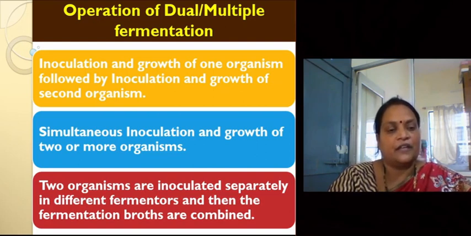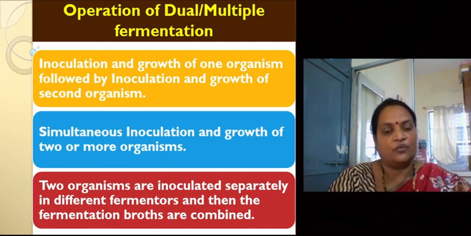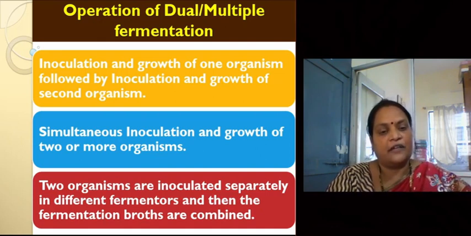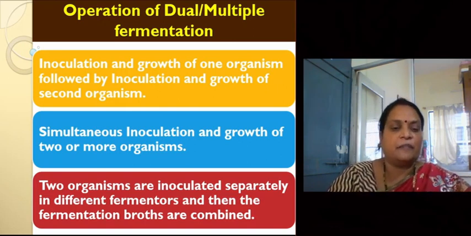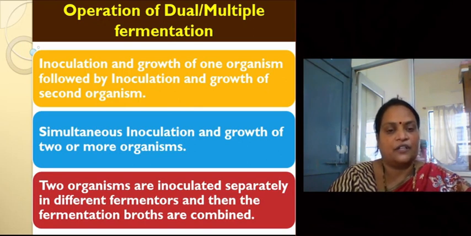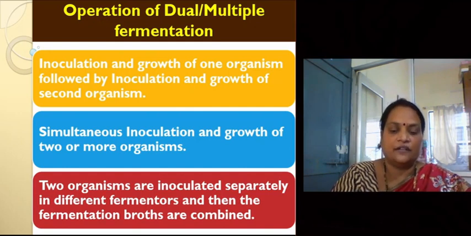The third way is you use two containers, two fermenters. In one fermenter you inoculate one organism and allow it to grow. In another fermenter you inoculate another organism and allow it to grow for sufficient time. And after that combine the fermented broths together. This is the third way.